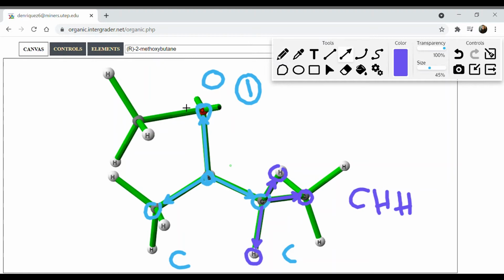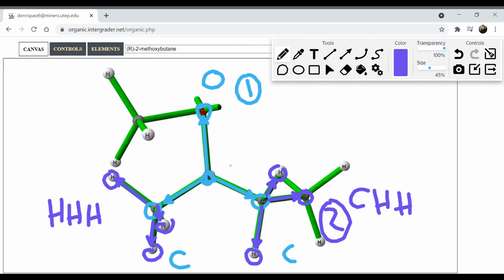Now we're going to go 1 bond out for this one. 1 bond out, 1 bond out, 1 bond out. There's only 3 bonds, so that's why we only go 3. And that's 3 hydrogens. This one has a carbon, and this one only has 3 hydrogens. So this will be the second priority because carbon is higher priority than hydrogen. So this is 2, and this will be 3.